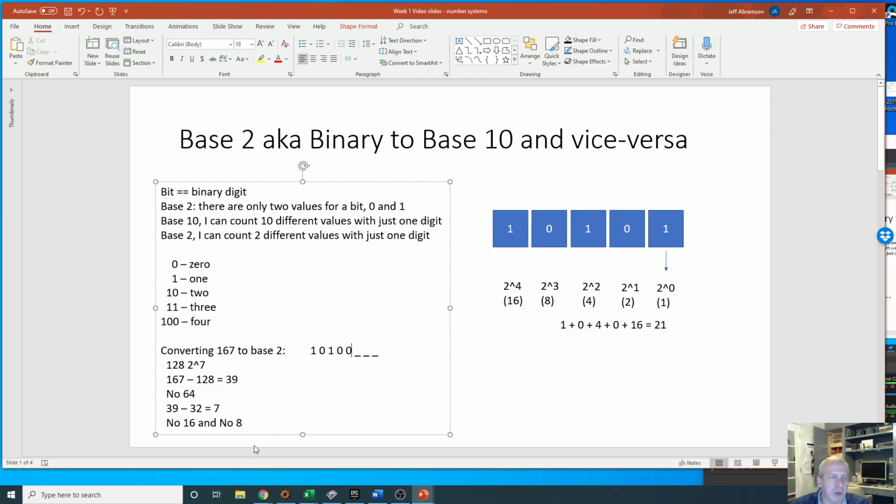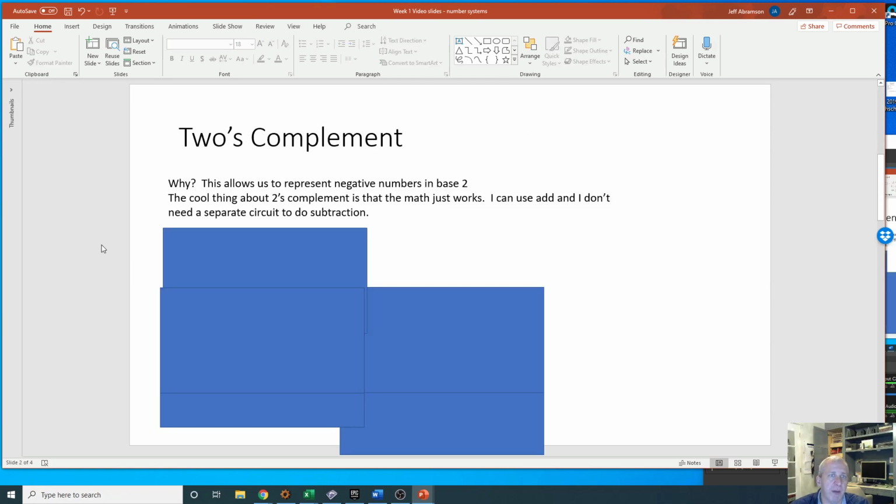And once you get down to this number, you say 7. Oh, I know what 7 is, right? 7 is 1, 1, 1. And I know that, so I can just fill those in. But that's the method that I would use, pretty systematic, to convert to base 2. Now let's talk about 2's complement for a second.